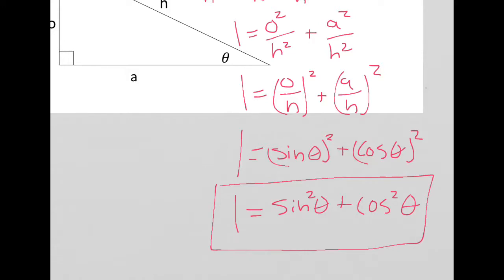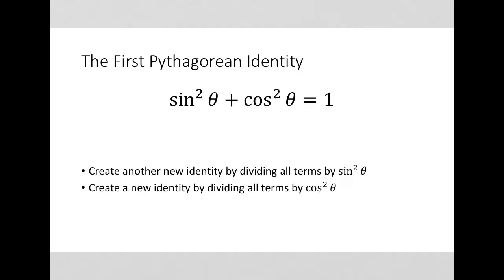And we're going to look at how to use it in the coming slides. But before we do, we're going to use this formula to come up with two other formulas. And to get those two formulas, it's very quick, it's very painless. All we need to do is divide by either cosine squared or sine squared. So let's divide both sides by sine squared theta.